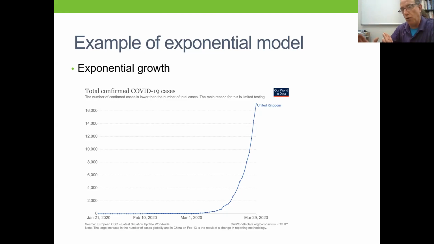So if you look at the whole scale long term, it's probably not going to look exponential. But early stages, definitely, of a virus would produce this exponential model shape.